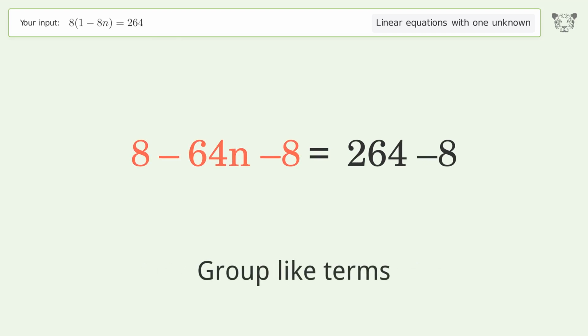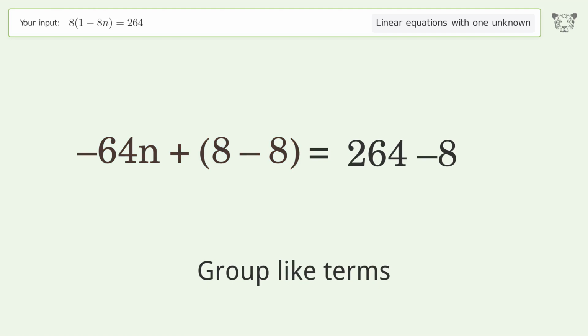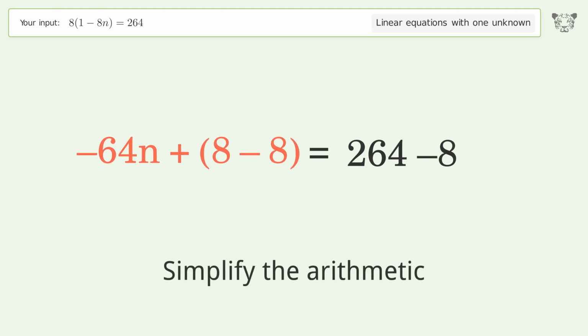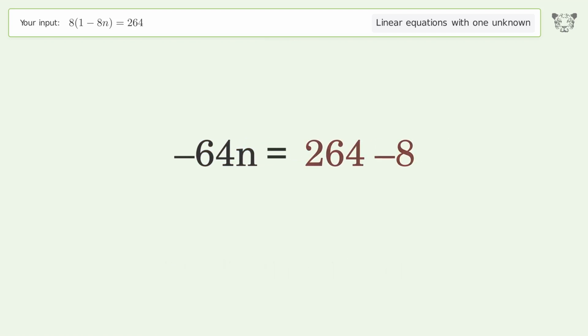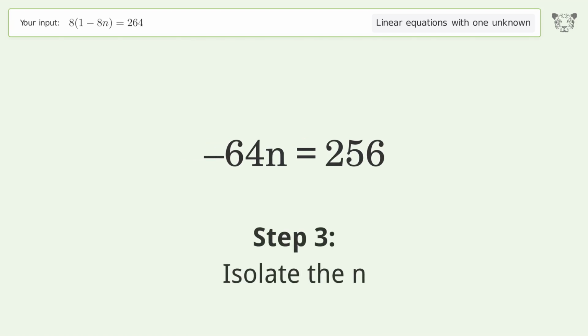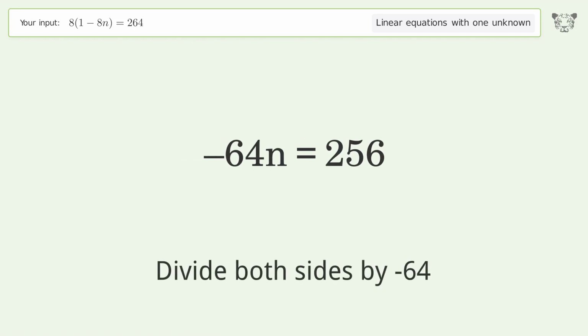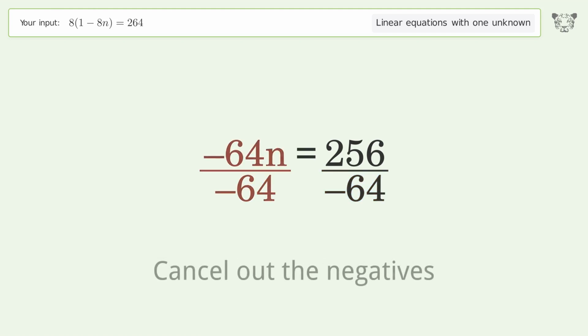Group like terms. Simplify the arithmetic. Isolate the n. Divide both sides by -64. Cancel out the negatives.